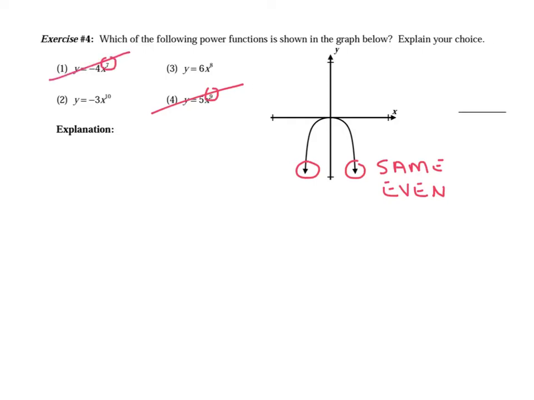The second thing that I noticed was that it was entirely below the x-axis. So I was assuming that they negated the leading coefficient, and that's why I jumped on number 2. I saw the negative in front of the 3 right there. That forced it to be upside down. If I had graphed 6x to the 8th, it would be more upright here in the first and second quadrants as opposed to the third and the fourth quadrant.